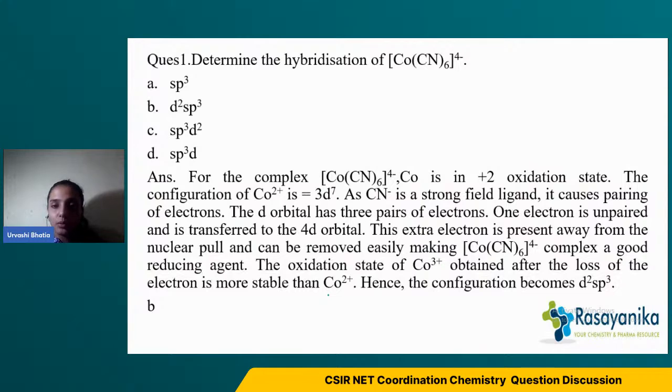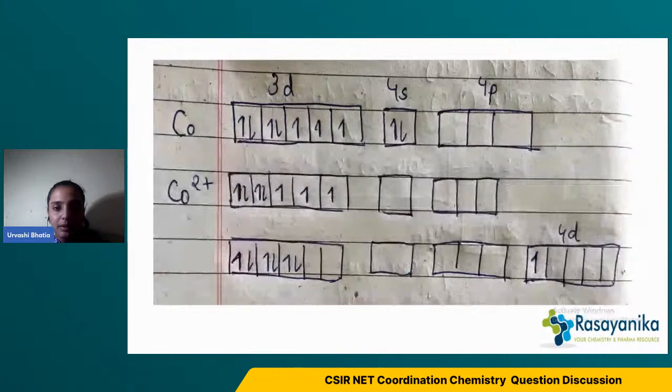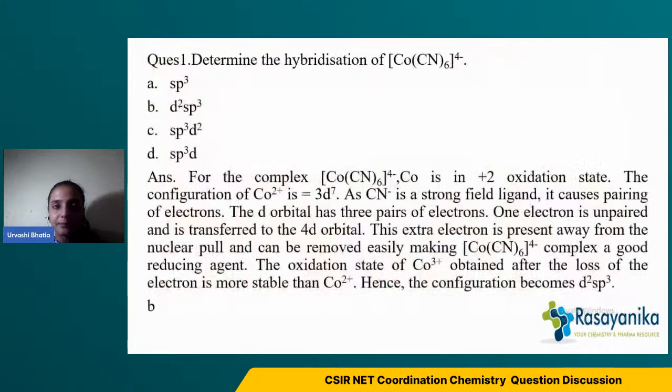Okay, so now you can see that these orbitals are empty: these two d orbitals, this 4s orbital and three p orbitals. And now the CN- ligand can donate electrons into these, and the hybridization that we get is d2sp3. This is the configuration that we get.